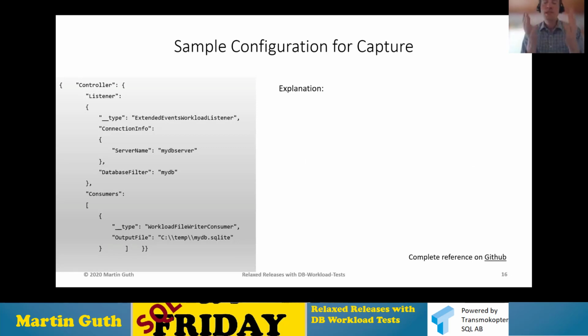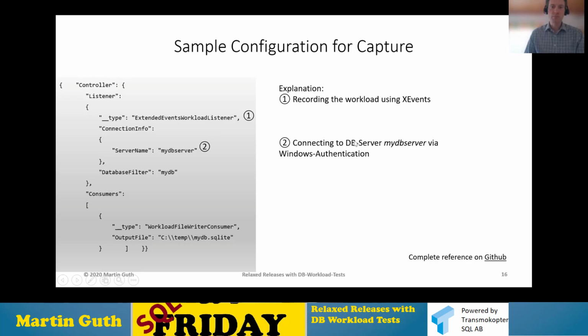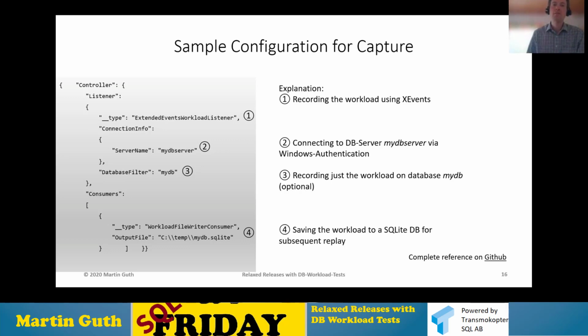So first of all, here's a sample configuration for capture. We can see we've got a controller section, we've got one listener by these curly braces and potentially multiple consumers. Here it's just one. First of all, we are recording the workload using XEvents, which is told by that type. We are connecting to the DB server, my DB server, via Windows authentication. Alternatively, I could supply some login credentials and add a database filter to record just the workload of MyDB. That's already optional. You could just record the whole workload for all databases. And then we're saving the workload to a SQLite DB for subsequent replay.